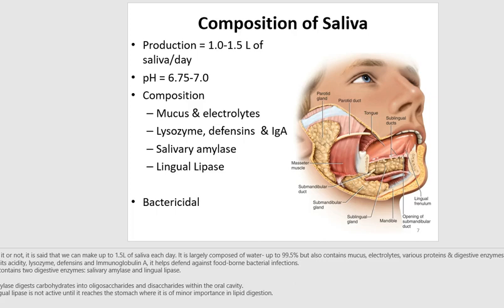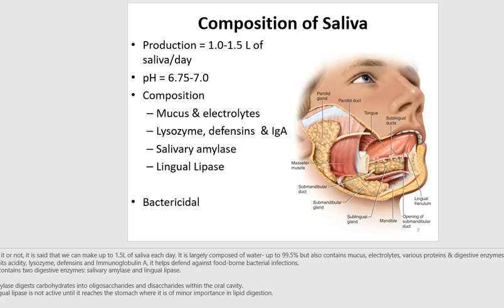There are two amylases in the digestive tract. So this amylase is referred to as salivary amylase, and it digests carbohydrates into smaller carbohydrates, oligosaccharides and disaccharides. And that happens within the oral cavity.